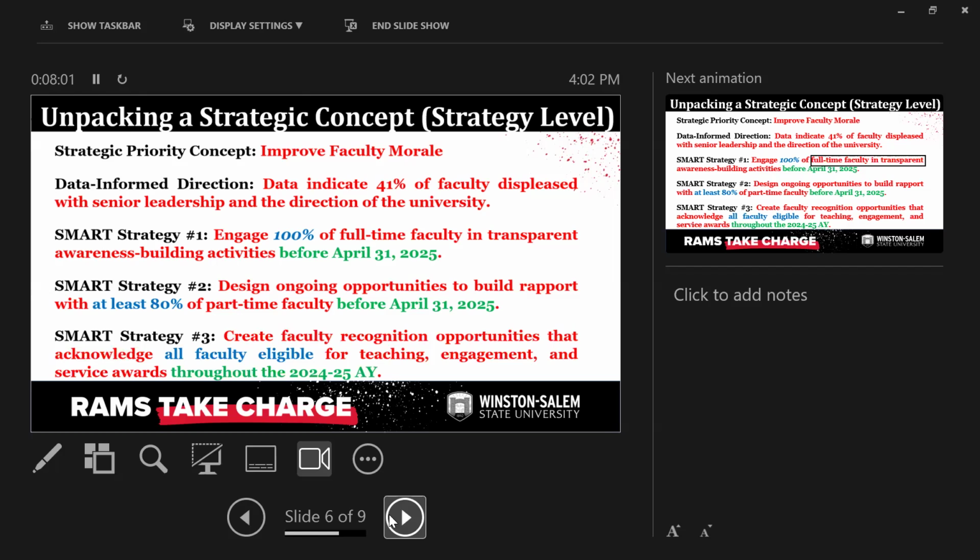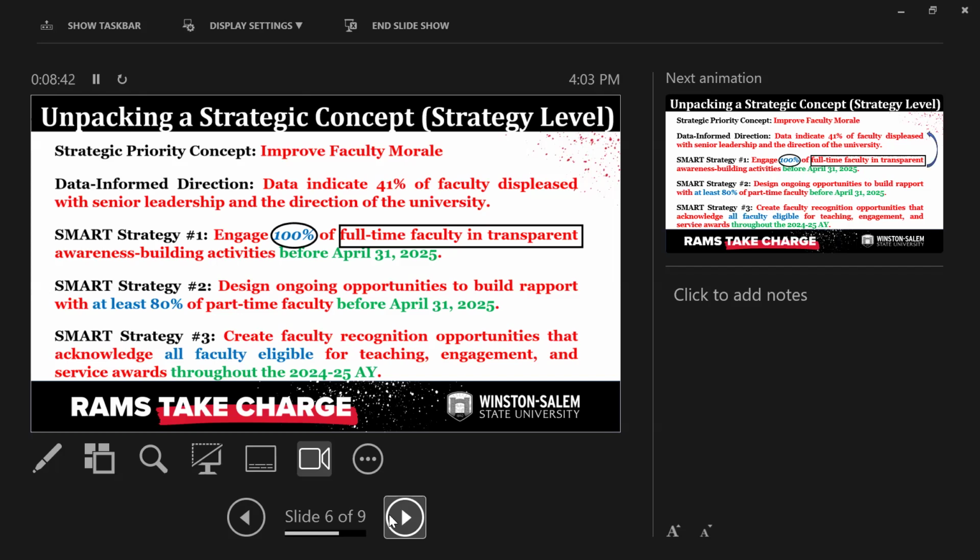So I'm going to use smart strategy one to walk you through what I mean by specific, measurable, achievable, relevant, time bound. In smart strategy one, engage 100% of full-time faculty in transparent awareness building activities before April 31, 2025. Well, we know this strategy has specificity to it. It's focused on a specific audience, full-time faculty. And these faculty will be engaged in these awareness building activities. So there's specificity there.